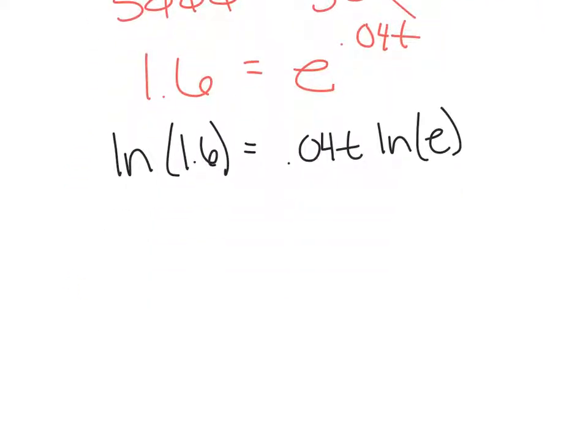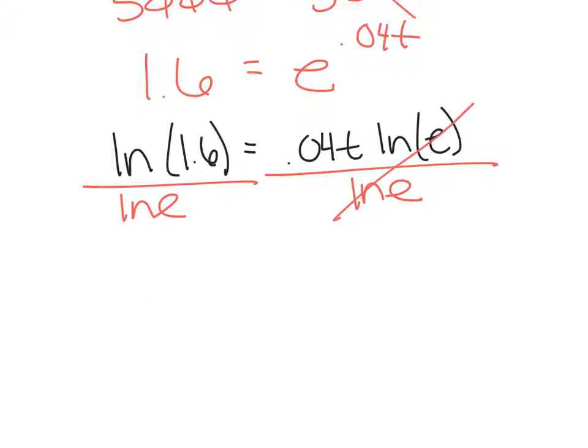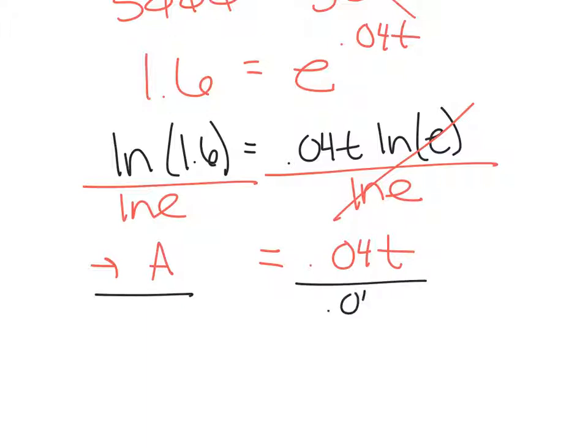So now my goal is to get t by itself. So I'm just going to move things over one at a time. I'm first going to divide by the ln of e. Okay. And I'm going to get some nice decimal, and I'm going to store that into alpha A. So grab your calculator, write down your decimal, and that's equal to 0.04t. And then I'm going to take both sides, and I'm going to divide by 0.04. And it did say round to the nearest year, so as I'm looking at my calculator, I'm going to say that's 12 years.